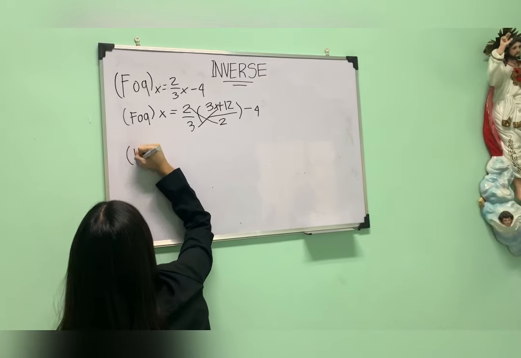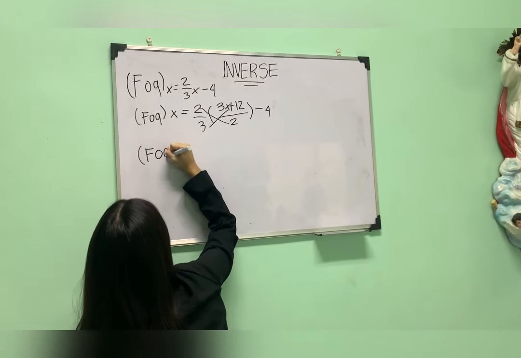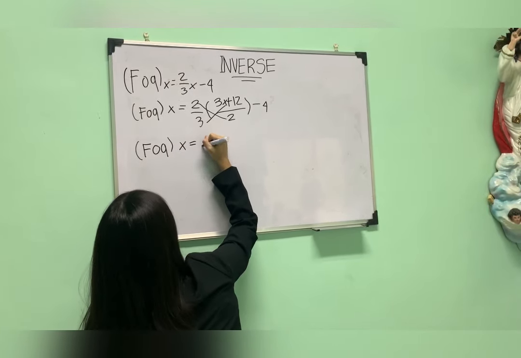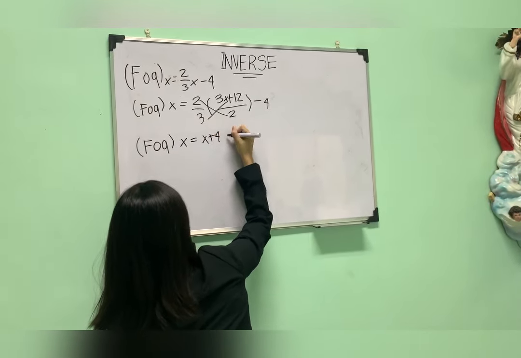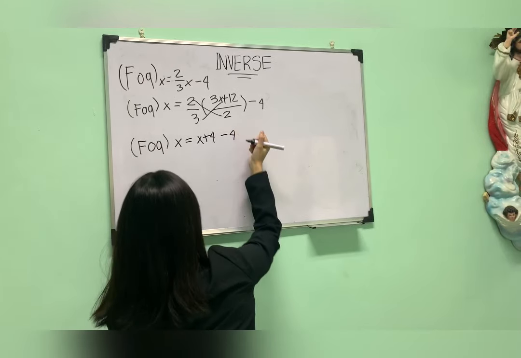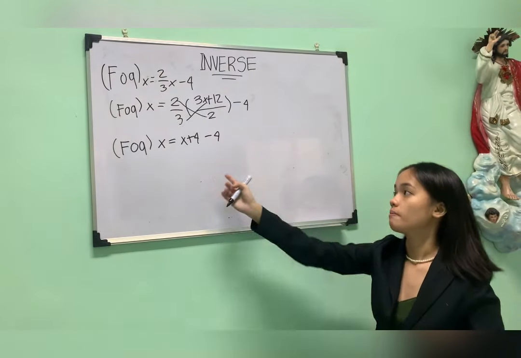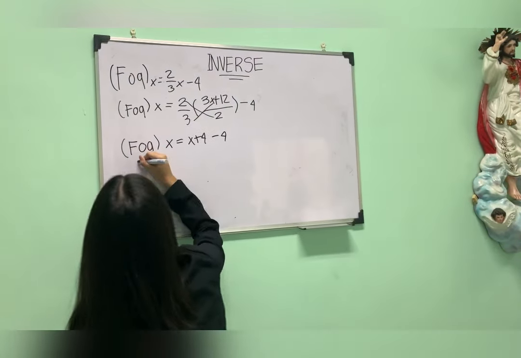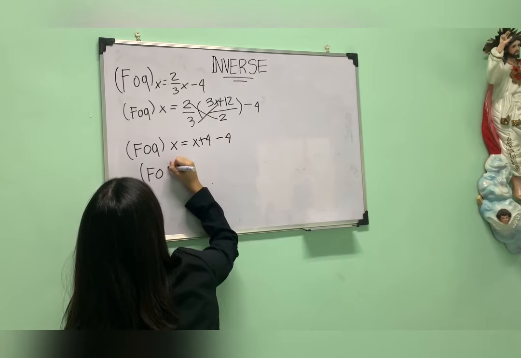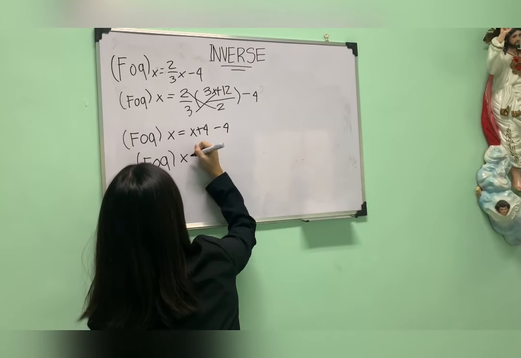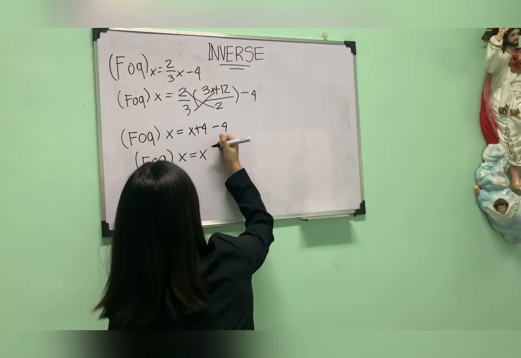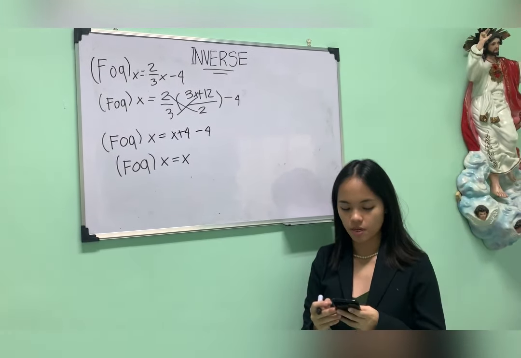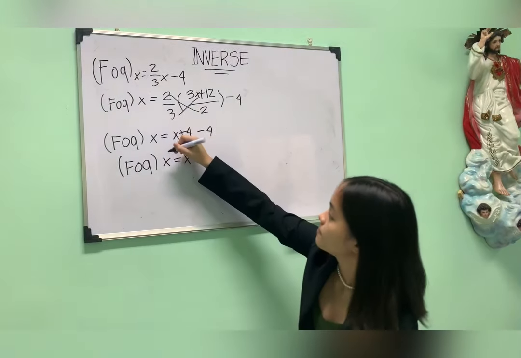That will become f circle g of x plus 4 minus 4. Positive 4 plus negative 4 is equals to 0. So that will become f circle g of x is equals to x. Thus, the answer is x, which means the inverse is correct.